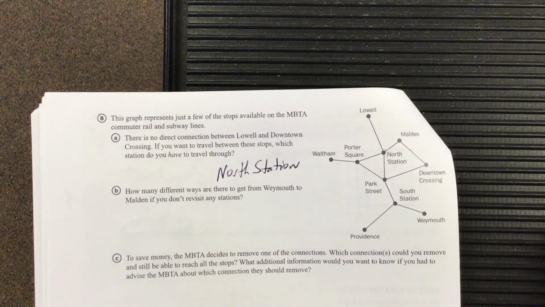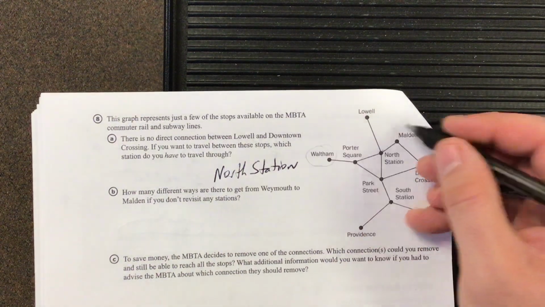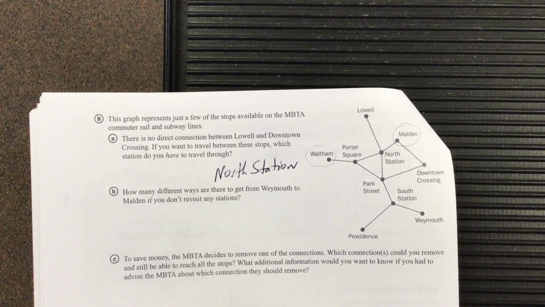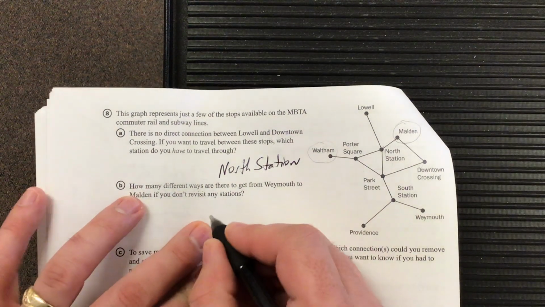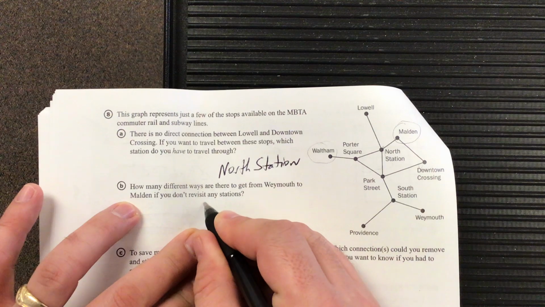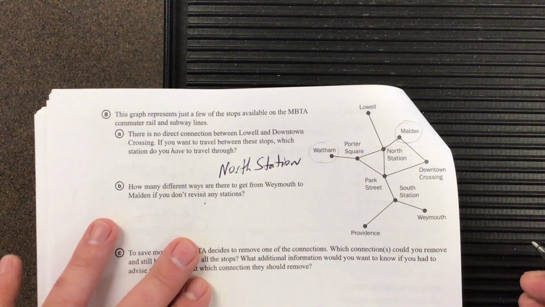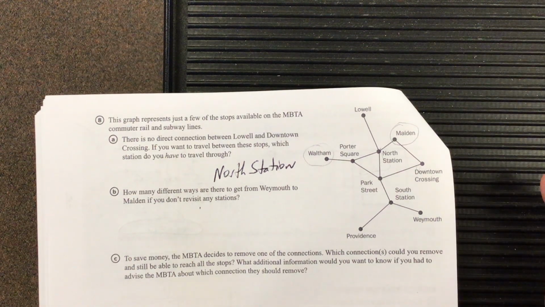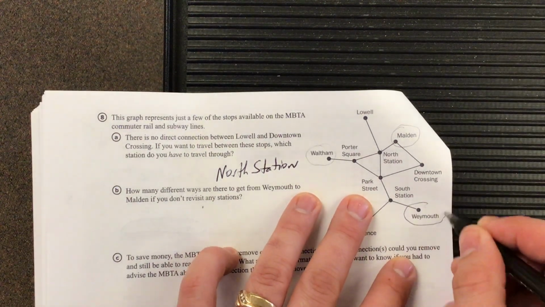It says there are many different ways to get from Weymouth to Malden, if you don't revisit any stations. So can somebody give me a way to get there? Mel, can you give me one way? Oh, that's not even Weymouth. Is it? Oh, it's down here. I circled the wrong one.